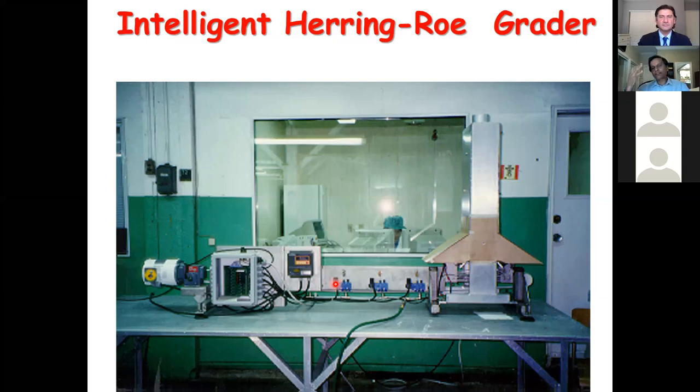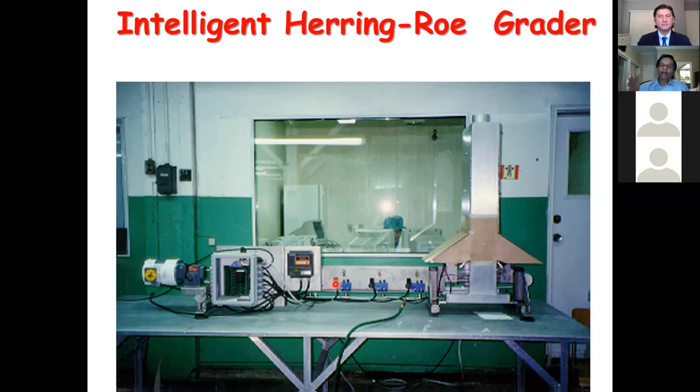They also consider the color, texture, size, all those things are important. And so we have to grade them carefully. Why? Because I think the next slide will tell you why, but essentially if you misgrade it, it's a huge economic loss.